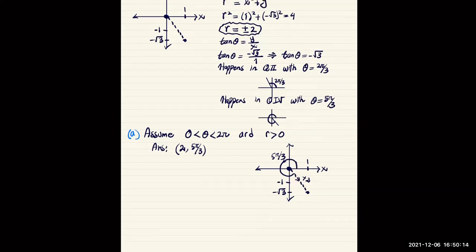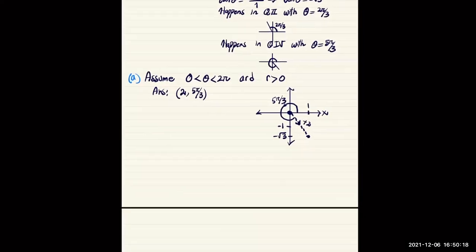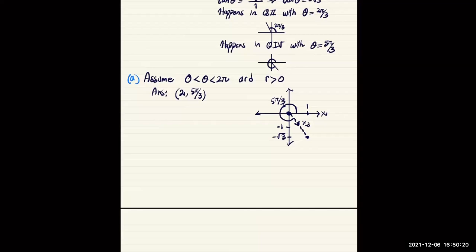Professor, would negative 2 pi over 3 give us the same point? Yes, it does. That would be part B of the problem. So that answers this question.